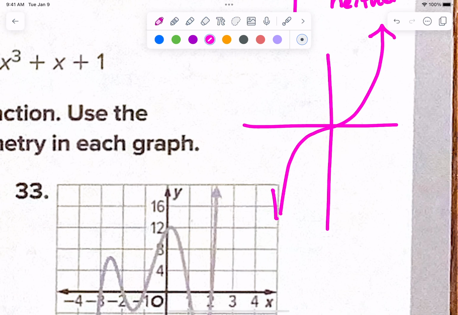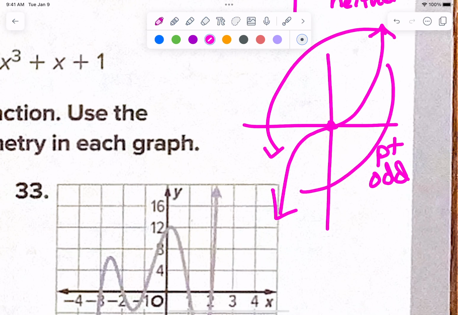This is x cubed. Does he have point or line symmetry? Point. He has point symmetry, and is he even, odd, or neither? Odd, because he has a center at 0, 0, and he's flipped over. So he goes like this, right? He's rotated 180 degrees.